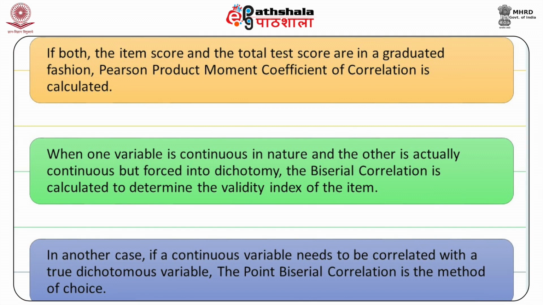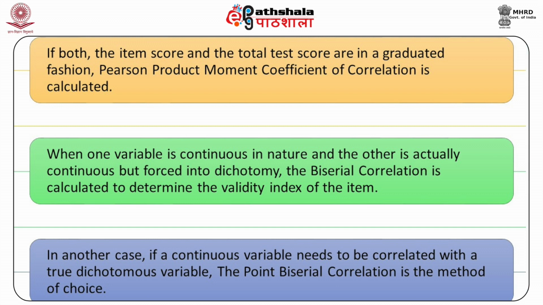It is a statistic designed to provide an indication of the degree to which a test is measuring what it is intended to measure. To determine the validity of an individual test item, the correlation value of each item score with the total score on the test is calculated. If both the item score and the total test score are in graduated fashion, Pearson product moment coefficient of correlation is calculated. When one variable is continuous in nature and the other is actually continuous but forced into dichotomy, the biserial correlation is calculated to determine the validity index of the item.